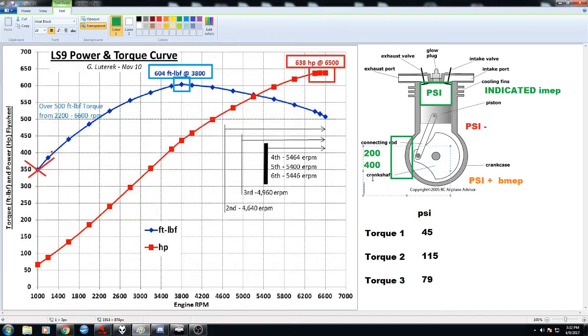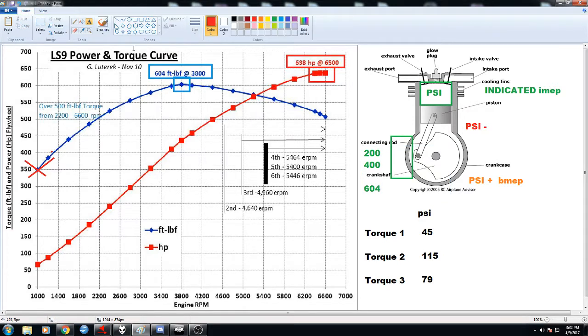But now when we apply 604 foot-pounds of torque, our engine cannot accelerate, cannot produce any more. Then as the RPM progresses, the piston has to travel faster, there's less time to fill the cylinders, so we start losing torque. The torque starts falling off with the RPM. But basically the optimum brake horsepower and the optimal brake torque that we're going to develop is going to be produced at this range right here, 3800 RPM.